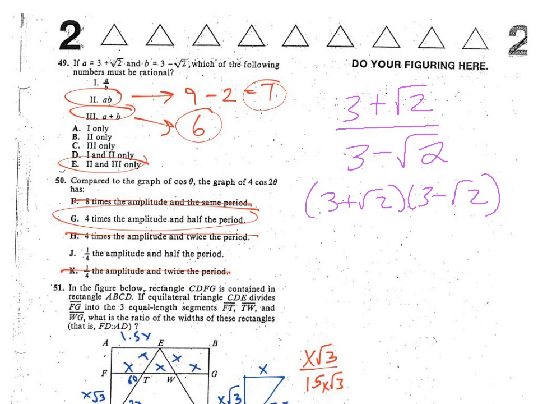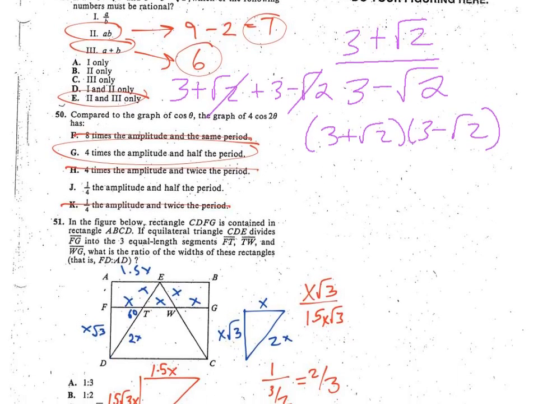And then finally for part 3, a plus b, when I add the two values, you'll notice that the radicals cancel since they're opposites, and I just have 3 plus 3, which is 6. So that gives me an integer value, which is also rational. So parts 2 and 3 are correct, which would be letter E.